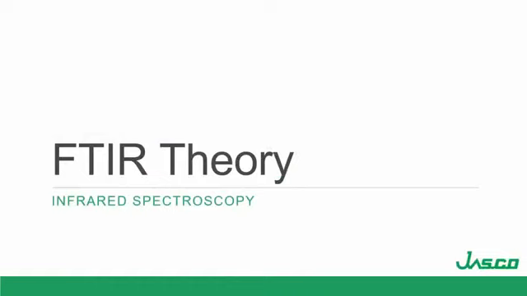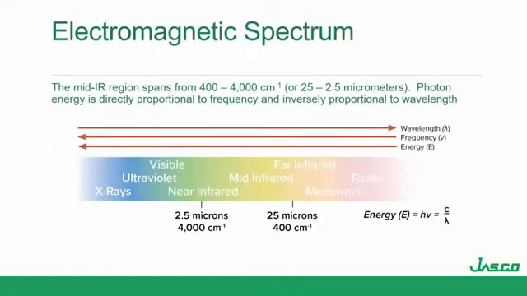So a little introduction to the theory of infrared spectroscopy. Infrared spectroscopy is in the electromagnetic spectrum from 2.5 microns to 25 microns. As you go from right to left, you increase in energy and increase frequency, but decrease in wavelength. So this is less energetic than this.